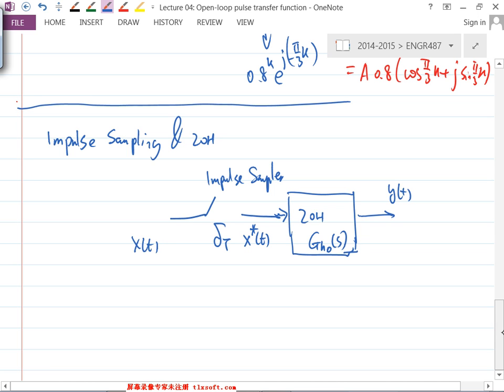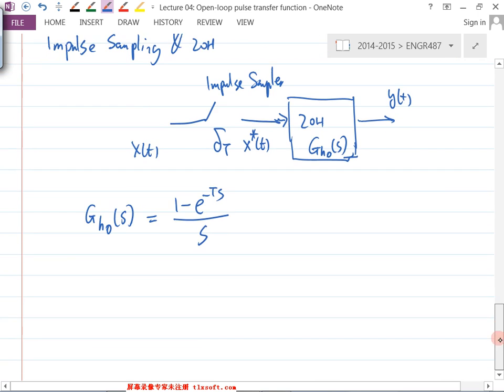So in the previous lecture, we derived the Laplace transformation, or basically the transfer function expression for this zero order hold, and that is this guy here. So let's continue from here. We're going to look at the open loop pulse transfer function, particularly. But before we do that, let's look at the simple case.